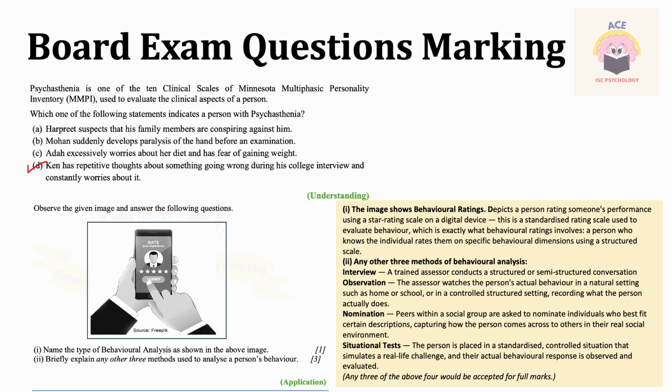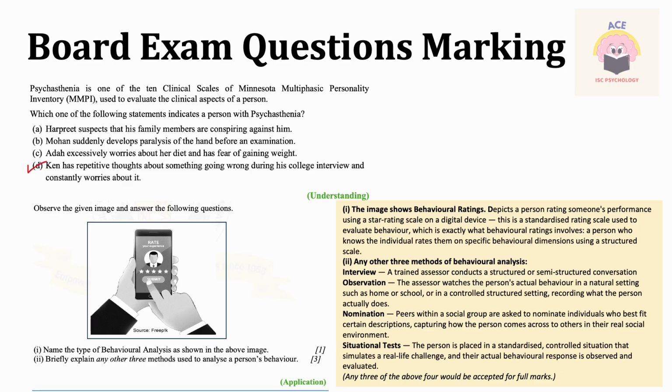Ken has repetitive thoughts about something going wrong during his college interview and constantly worries about it. Psychasthenia, that is scale 7 of the MMPI, is characterized by chronic anxiety, obsessive thoughts, and compulsive behaviors. The person experiences intrusive, unwanted thoughts they cannot control and excessive worry and rumination. Ken's repetitive thoughts and constant worrying is a textbook description of this. Option A describes paranoia. Option B describes hysteria, and option C is closer to hypochondriasis.